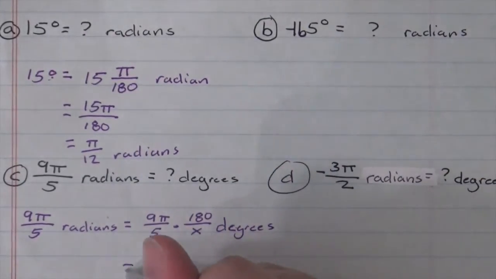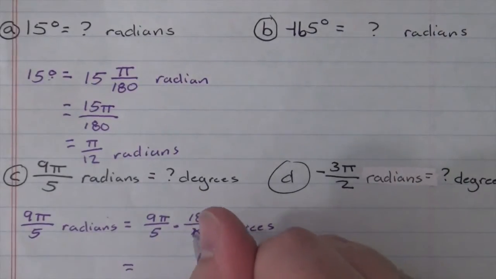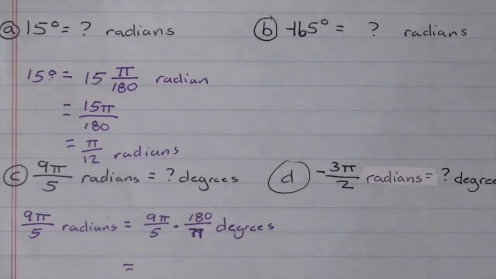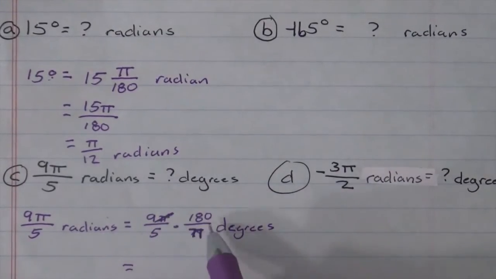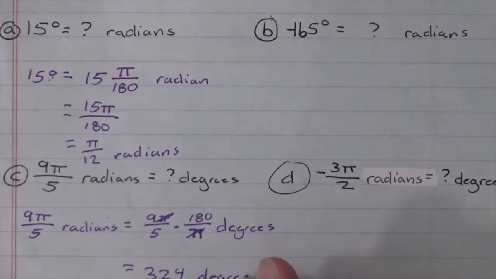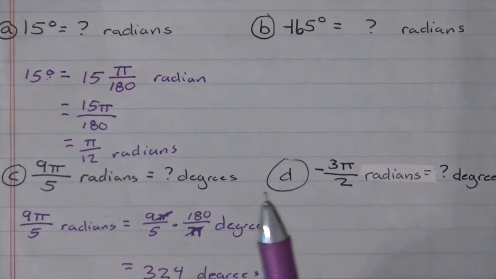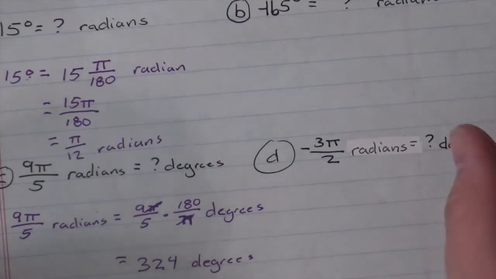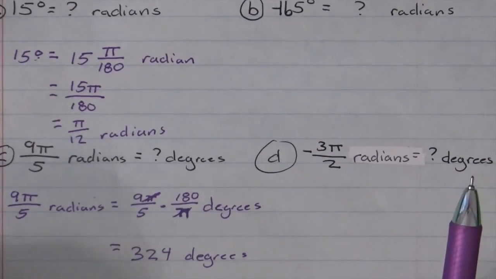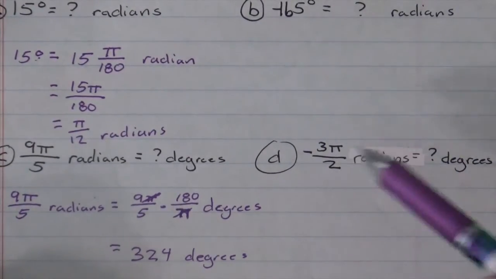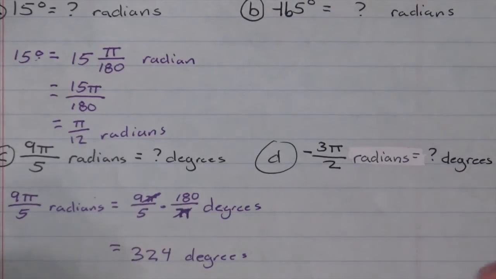We work this out. Well, excuse me, that's not x, that needs to be a pi there, 180 over pi degrees. Okay? So we work this out. What happens? Well, our pi's cancel out. We multiply the 9 times the 180, and we divide that by 5, and we ultimately get 324 degrees. So 9 pi over 5 radians is equal to 324 degrees. So what I want you to do is I want you to pause the video, try B and D on your own, and then come back and I'll work it with you.